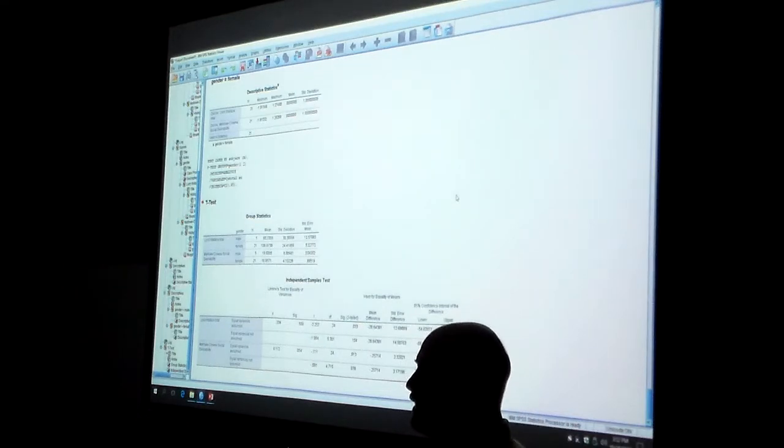Okay, so people seeing where we're getting all this? This is all stuff that we've calculated by hand. SPSS is just laying it out for you, nice and easy. Okay.